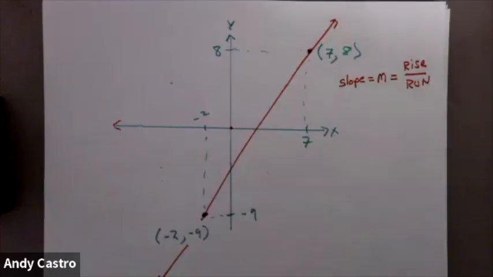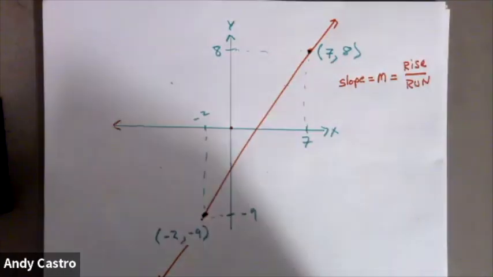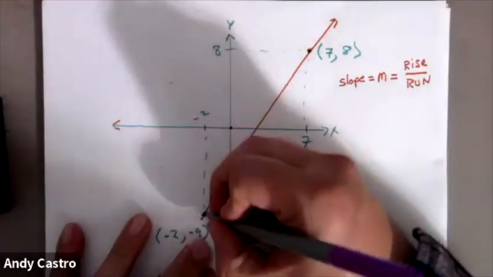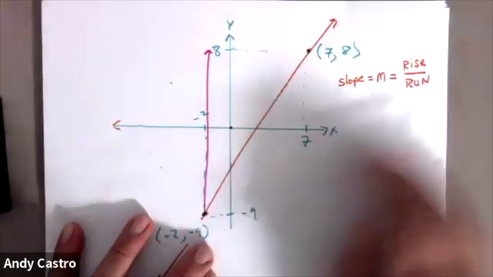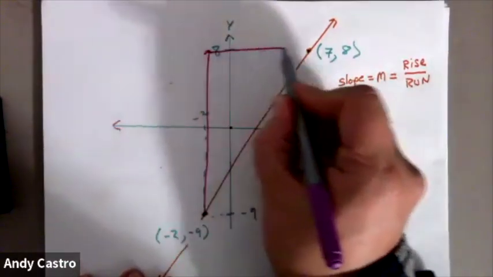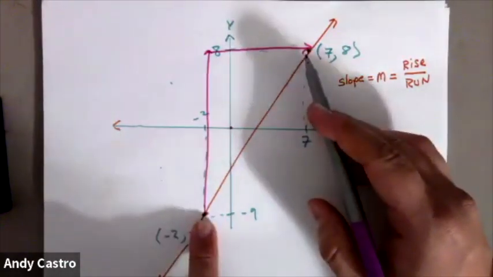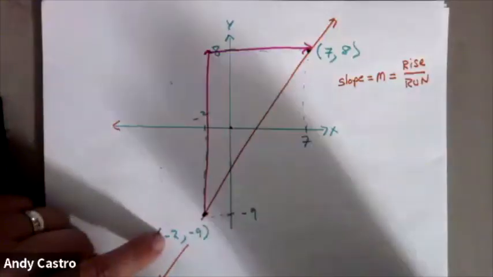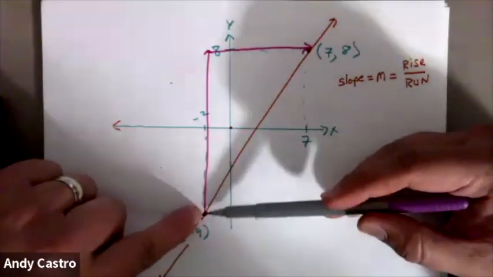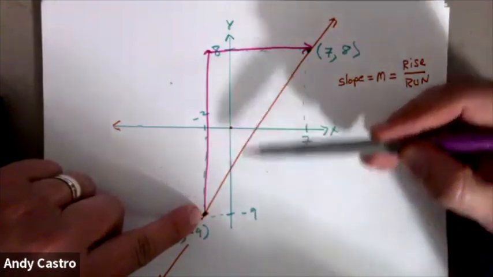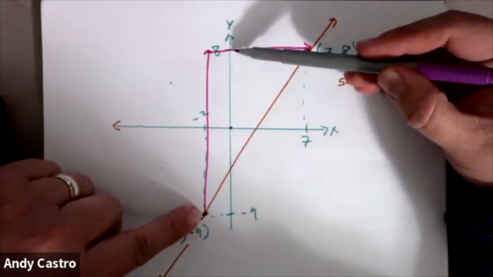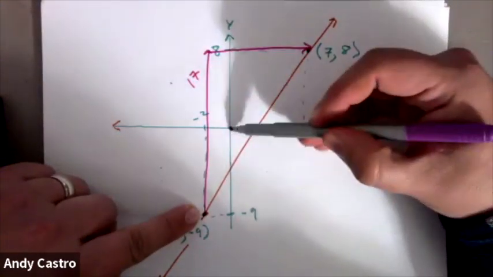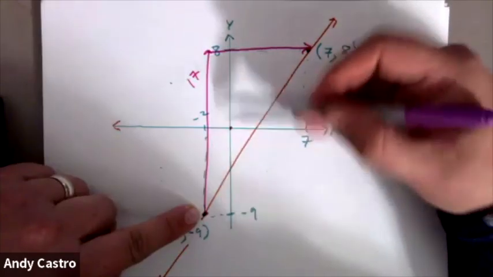So get a different color here. All right, we're going to start from down here, and we're going to figure out how much we have to rise. So I've got to go up a certain amount, and then I've got to run a certain amount. I've got to go over a certain amount to get to that next point. Okay, so I got to figure out how far up I'm going to go and how far over. Okay, so here I know that I'm down here at -9, and I'm going all the way up here to +8. So that is a distance of 17. 9 here, 8 here, that's 17, right?